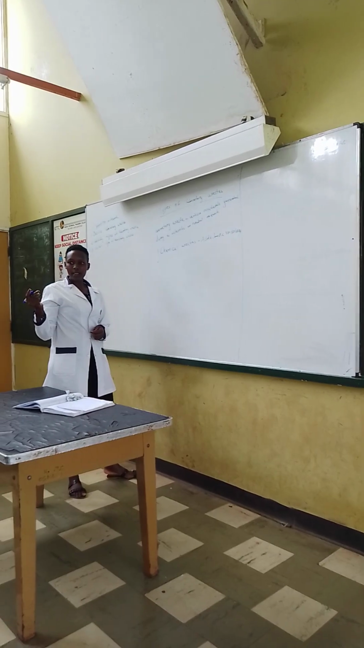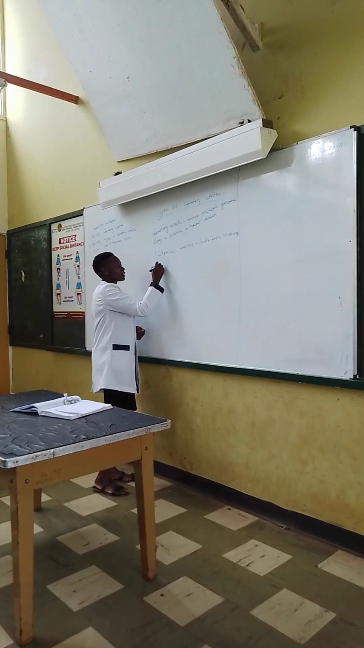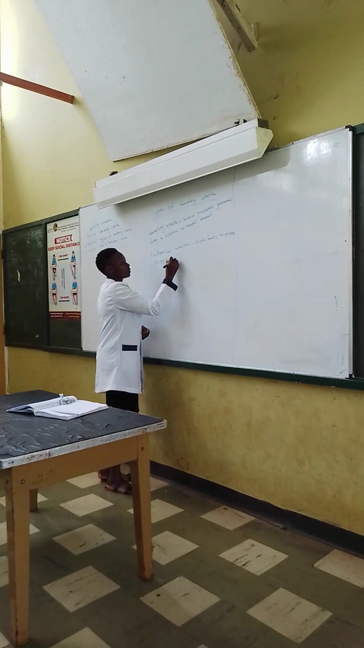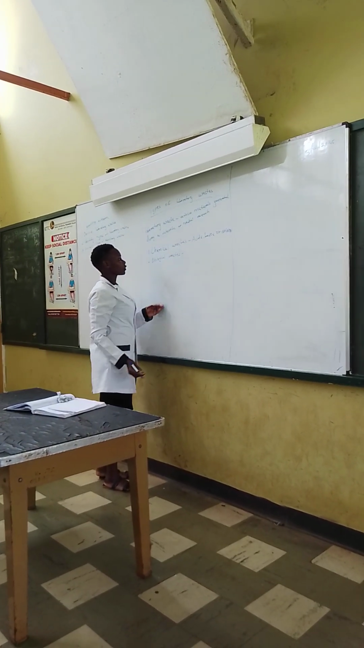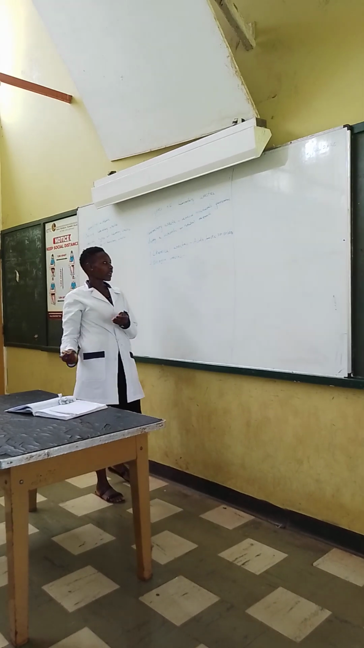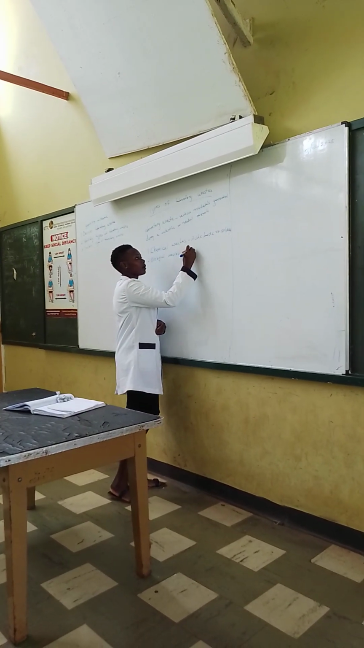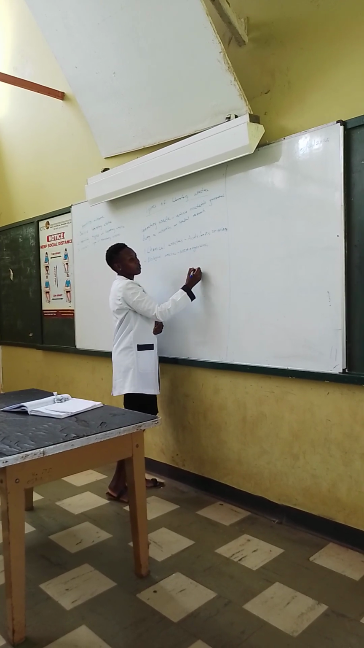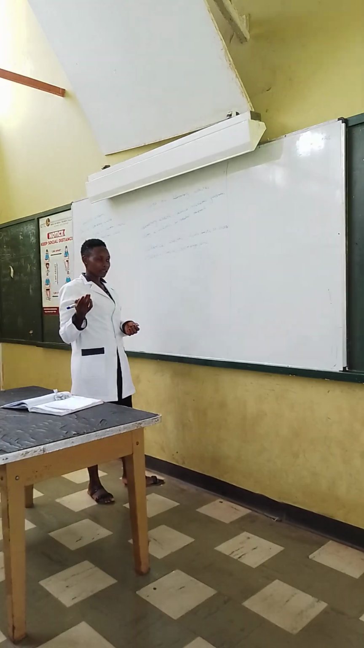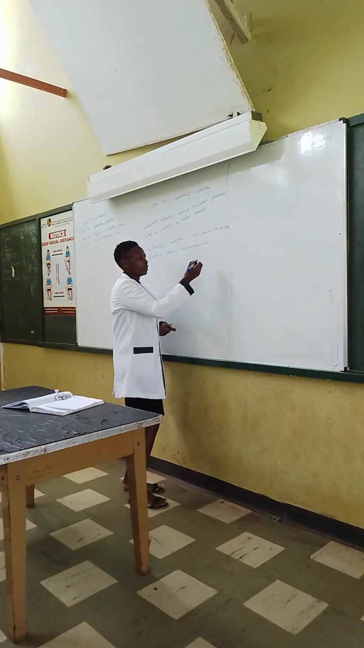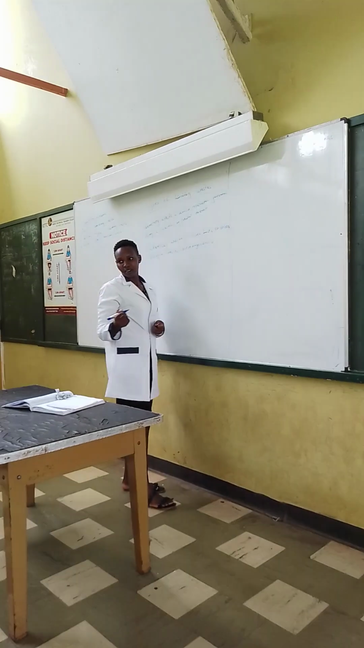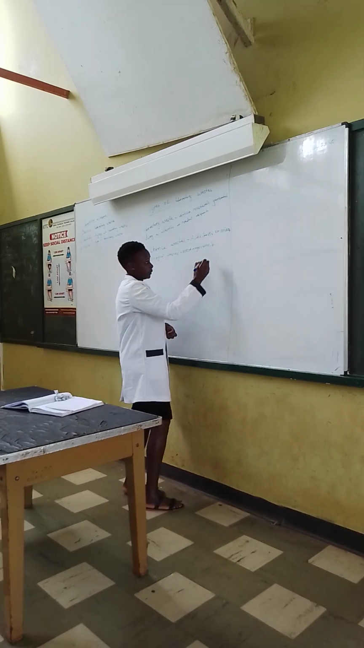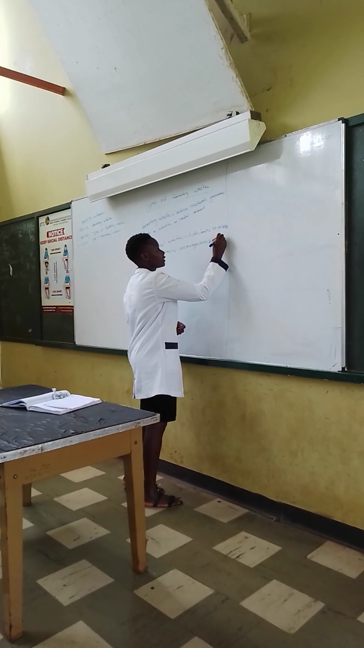Another one that Grace shared was biological waste. For biological waste, mostly these are microorganisms. Also body fluids like blood and tissue.